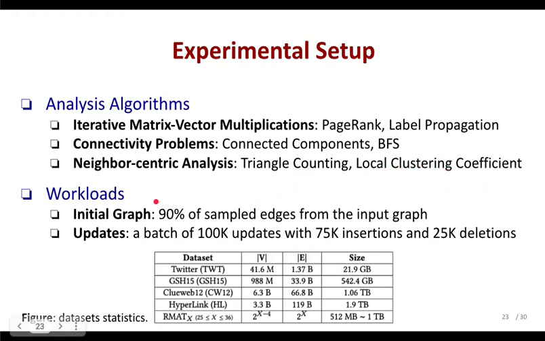And we generate the workloads as follows. We use both real and synthetic graphs, and for the initial graph, we use 90% of sampled edges from the input graph. And for the updates, graph mutations, we use a batch of 100k updates with 75k insertions and 25k deletions.